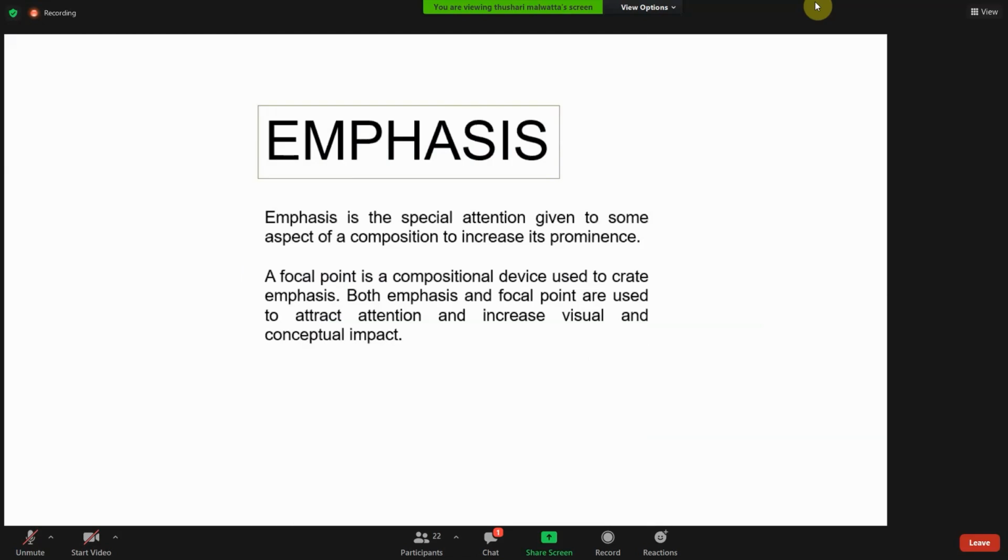The next one is emphasis. You know what emphasis is? That we are highlighting something. Emphasis is the special attention given to some aspect of a composition to increase its prominence. So when we, අපි මොකද කියන්නේ අර ඇඟිල්ලෙන් ඇනලා පෙන්වන්න ඕන වුණාම, when we focus on something, when we draw attention, we do emphasis. The focal point is a compositional device used to create emphasis. Both emphasis and focal point are used for conceptual impact.